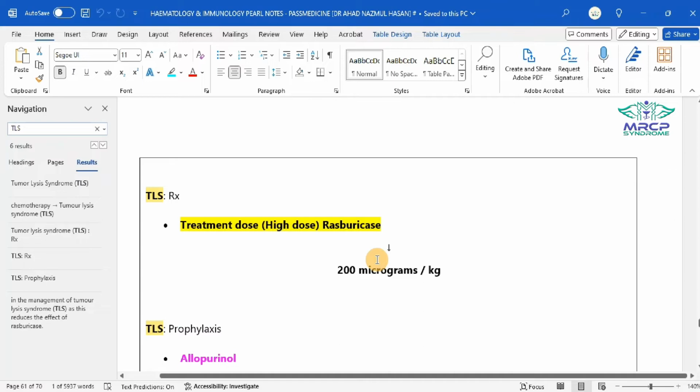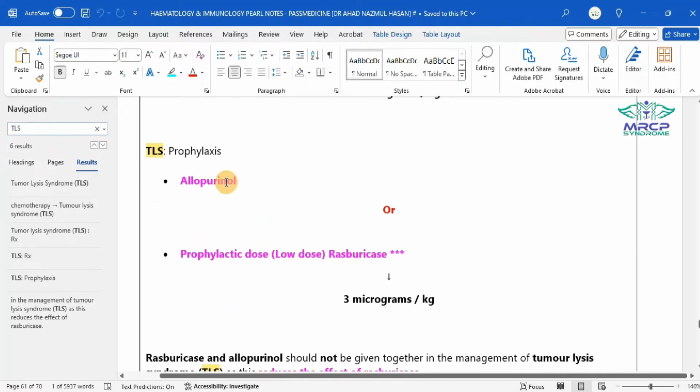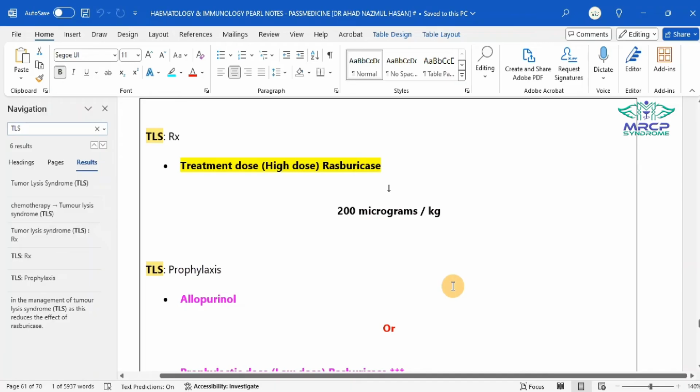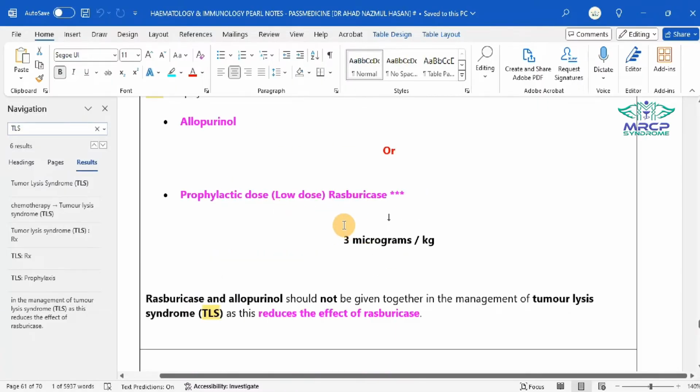And also remember, the rasburicase can be given both for prophylaxis as well as the acute treatment, but there is a difference in the dose. In case of prophylaxis, we need to go for the low prophylactic dose, 3 microgram per kg. And in case of acute treatment or acute management, we need to go for the treatment dose, meaning high dose rasburicase, 200 microgram per kg. So 200 for the treatment and 3 for the prophylaxis.